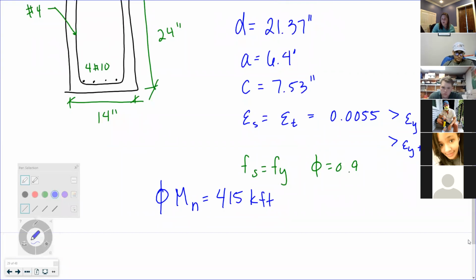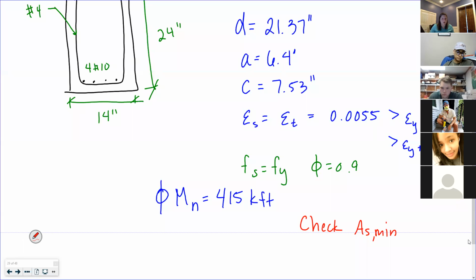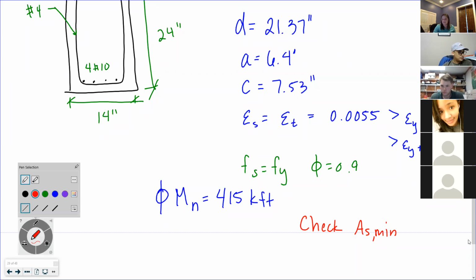Now we didn't do it because I just ignored it, but you also need to check As min just to say you did it. Clearly 4.26 inches squared of steel is gonna meet that requirement, but you never know. It's always good to double check it anyway. The As min was only like 1 inch squared. It's only an inch squared. You're fine. I'm just being lazy.